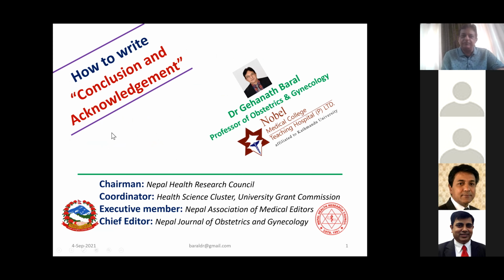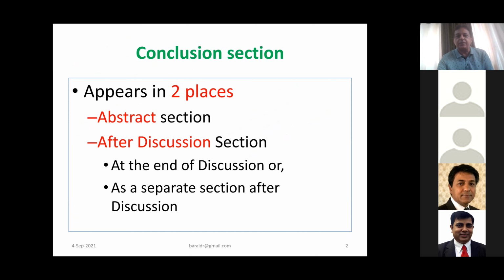Good morning, all. My topic is how to write the conclusion and acknowledgement section. I think this is the easiest part in research writing, and it will be shorter. The authors and researchers should not be giving very much stress on it, but we have to have certain criteria so that our final research product would appear better.